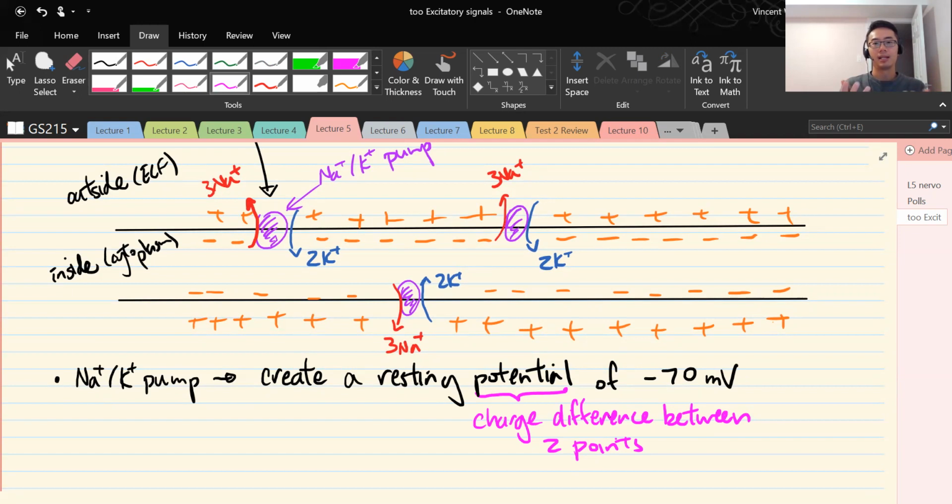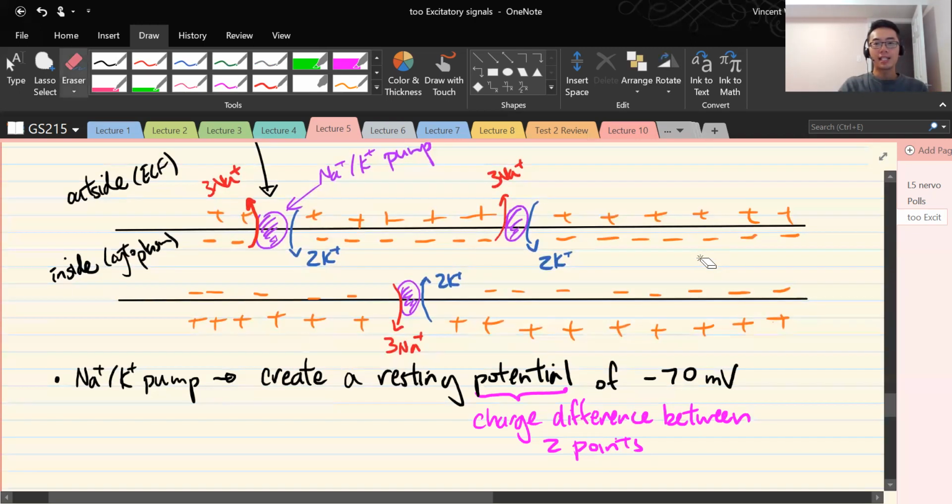Okay. So if we were to measure the inside of the axon compared to the outside, there is going to be a charge difference. What creates that charge difference is going to be the sodium potassium pump. How is the charge difference created? By pumping sodium out, 3 of them, and bringing 2 potassium in. Okay, so the sodium potassium pump is the one that establishes the resting potential.